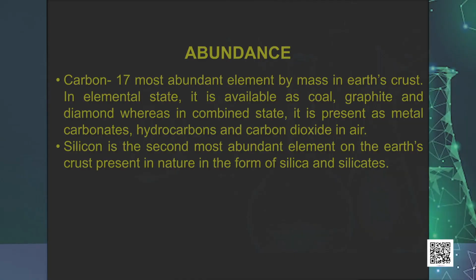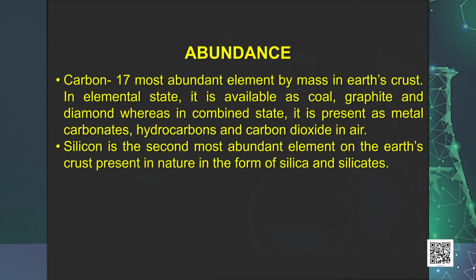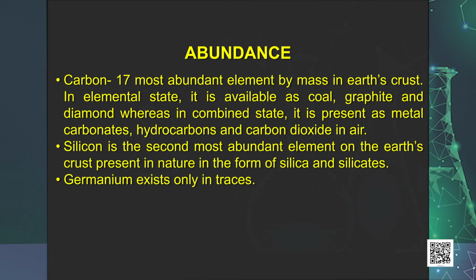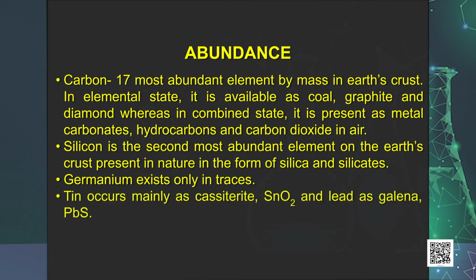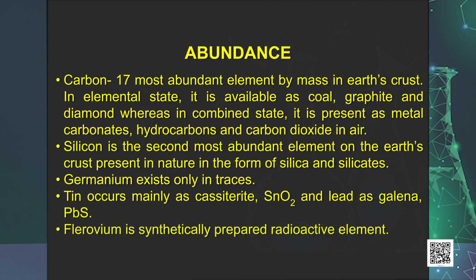living organisms. Silicon is the second most abundant element in the Earth's crust, present in nature in the form of silica and silicates. It is a very important component of ceramics, glass and cement. Germanium exists only in traces. Tin occurs mainly as cassiterite, tin oxide, and lead as galena, PbS, whereas flerovium is a synthetically prepared radioactive element. We will be discussing the important atomic, physical and chemical properties further.